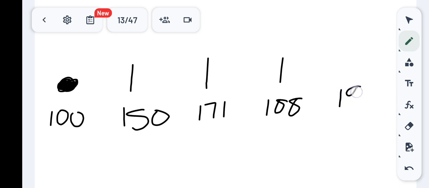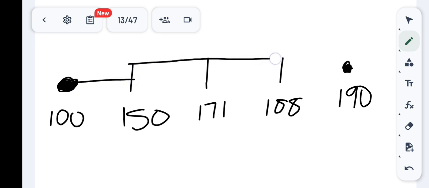So that is 190. Of course, you can use a ruler here. I'm just going to show you how to draw a box and whisker plot. And then there's your box and whisker plot. Yes, so this is your box and whisker plot.